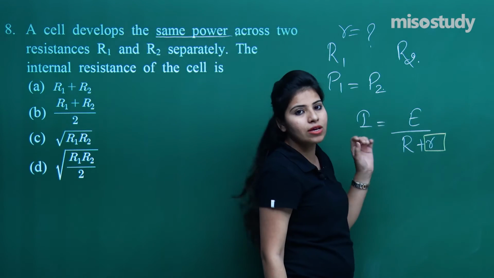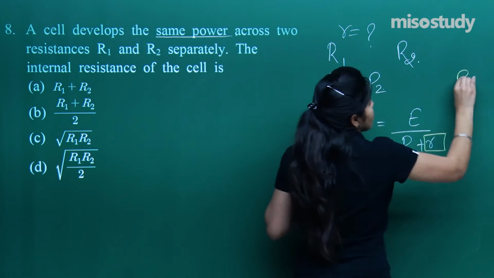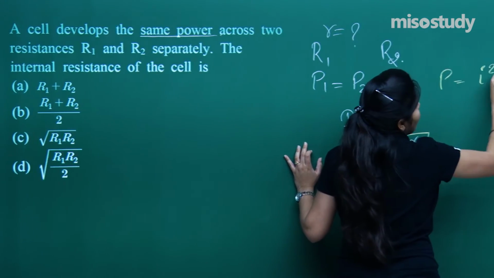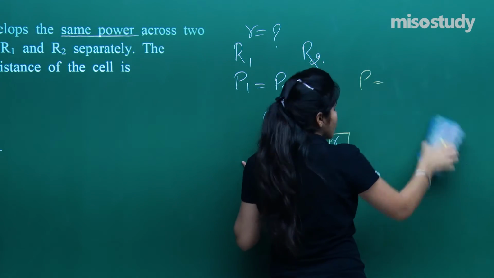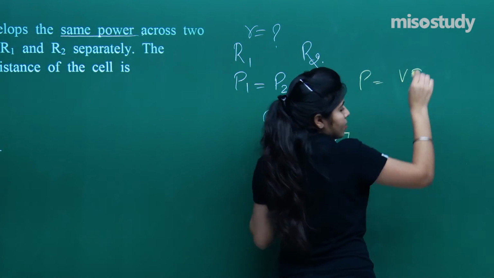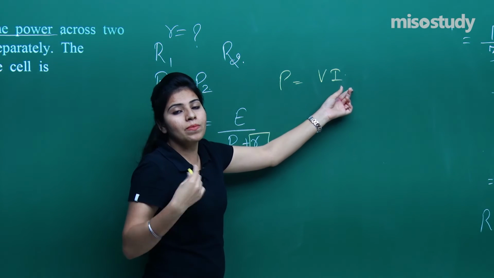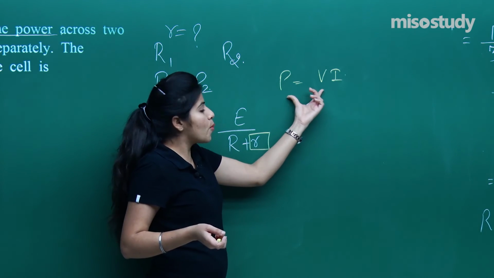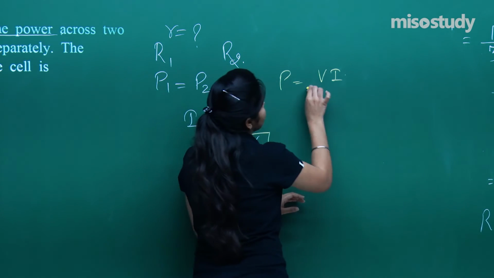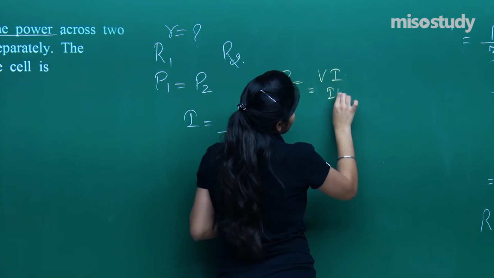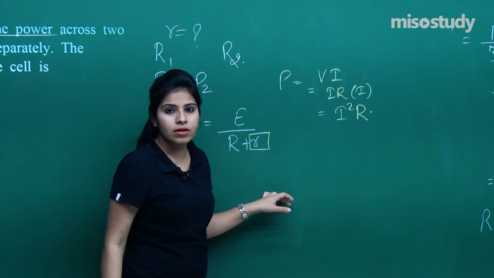We have been given P1 equals P2, and what is the formula for P1 and P2? We know that P equals I square R, right? Let me derive it for you. We know that P equals V into I. If you put the value of V, since V equals IR, we have IR into I, that means totally I square into R.